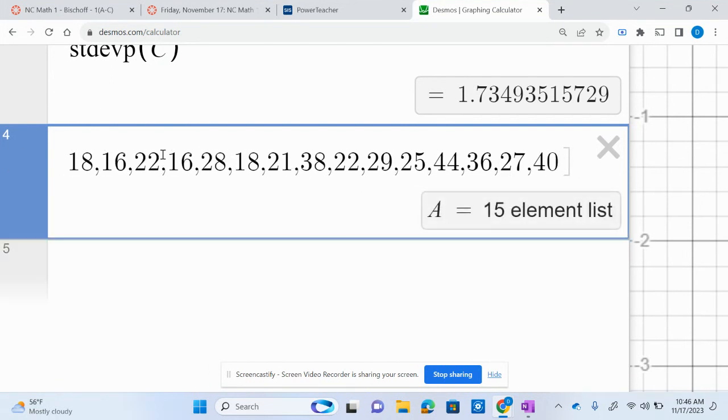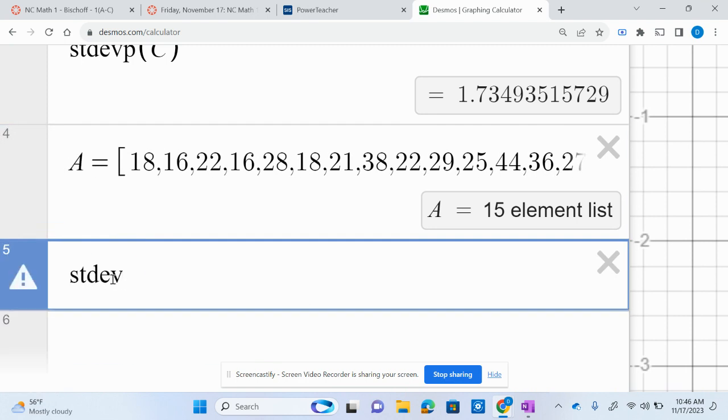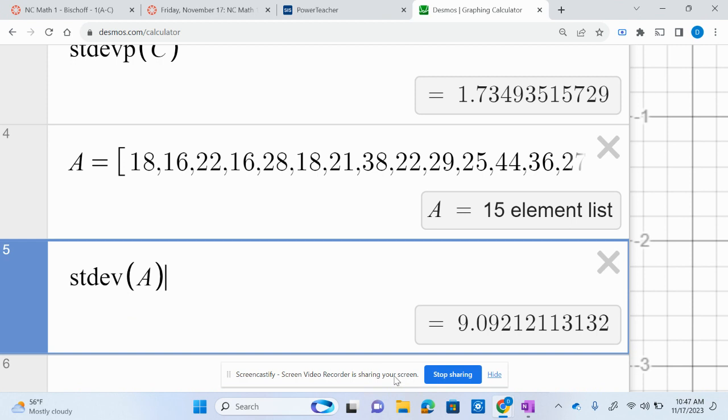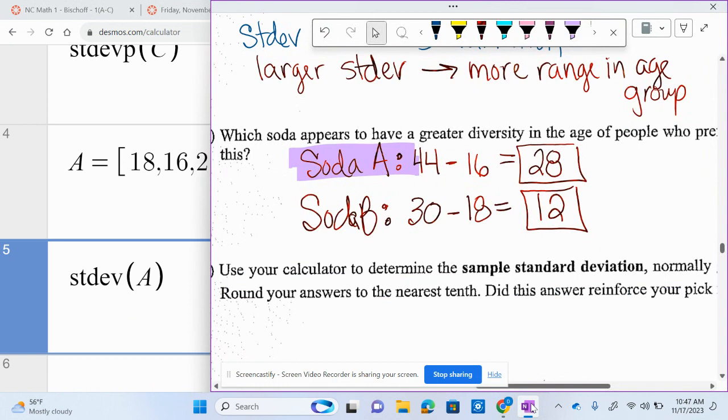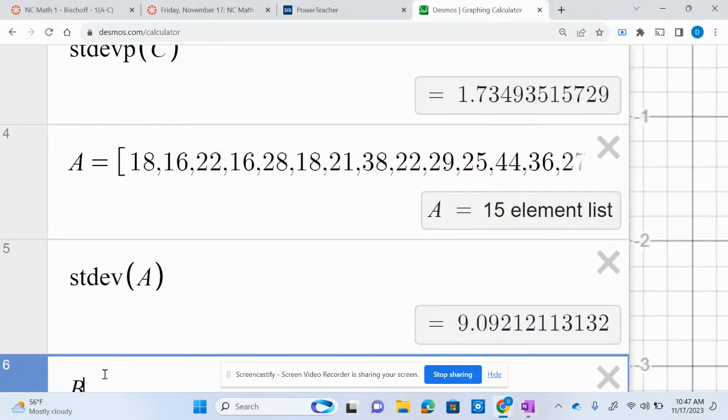Okay. So we want the sample standard deviation, STDEV, of this set. And we get 9. If we round to the nearest 10th, what do we get? About 9.1. So soda A has a standard deviation of 9.1. Okay. Let's figure out the standard deviation for soda B.